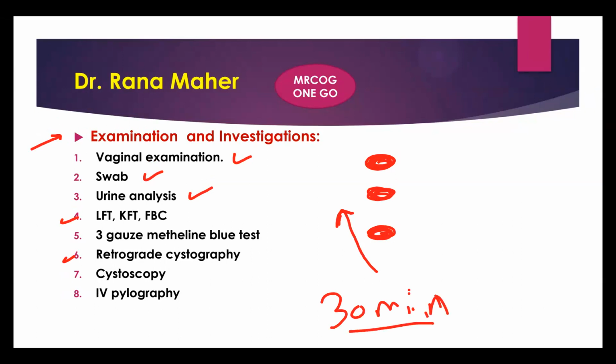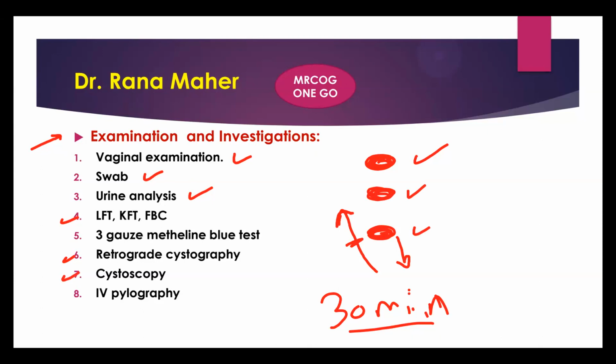Then we will take out the gauze and check which one is colored with blue. If it's the upper one, it's an upper or high fistula. If it's the middle, it's a middle fistula. If it's the lower, it's a lower fistula with the bladder, vesico-vaginal or urethro-vaginal. For retrograde cystography, with the same technique, I will inject the dye and then we will take an X-ray and check the site and the size of the fistula.